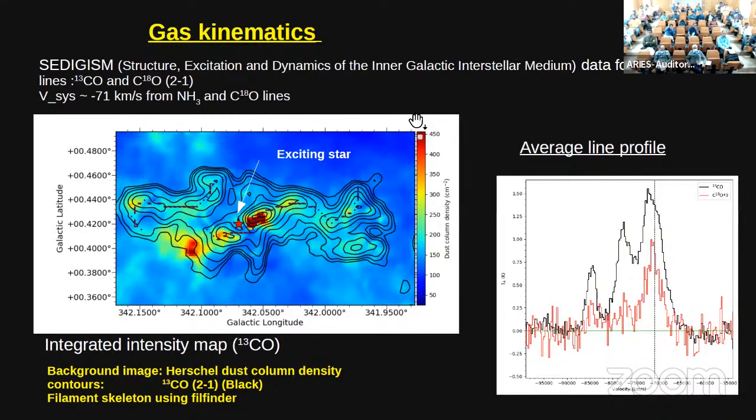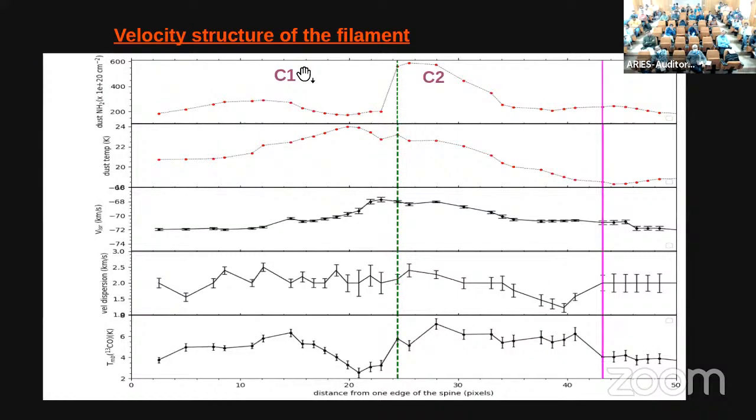I have extracted the filaments from this 13CO structure, but I'm mostly focusing on this filament spine, which is going towards the center, towards the exciting star of this bipolar nebula. While looking at the skeleton of this structure, you can see, for just one small part, the dust column density and the temperature variation along that filamentary structure. The starting point is towards the bottom left.